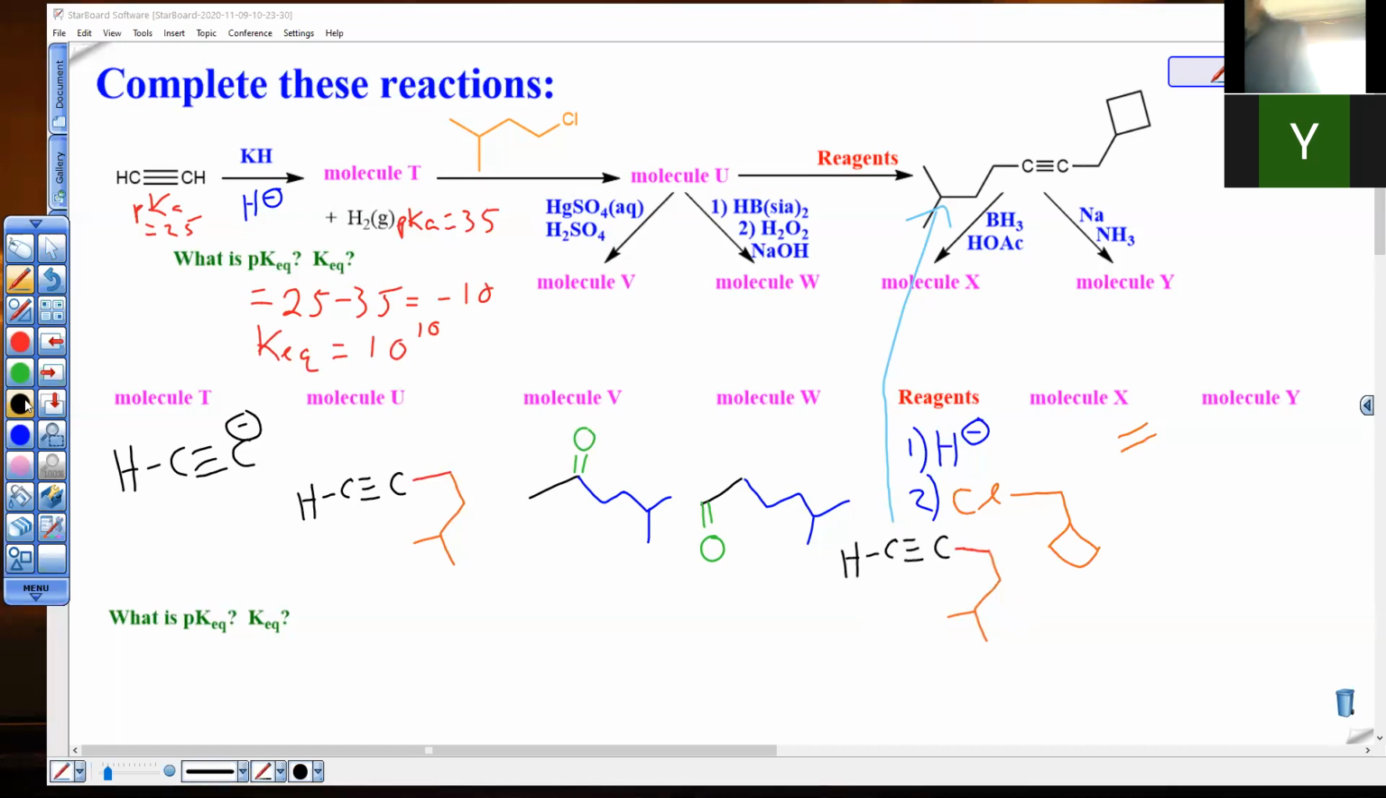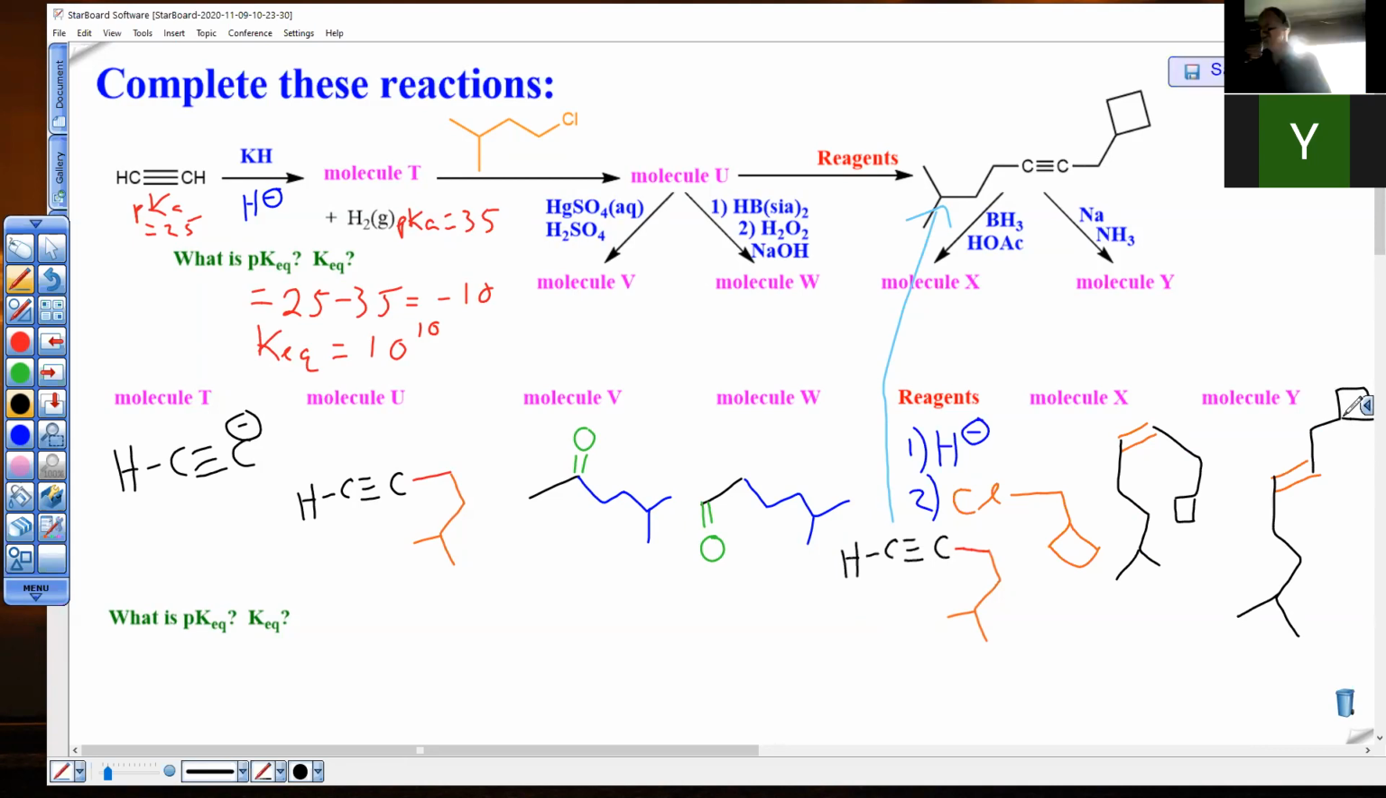And we'll put the two groups, cis, 1,2,3,4-V, CH2, cyclobutyl. And molecule Y, that's how we make a transalkene, sodium metal and ammonia. So there's our transalkene. Same substituents on it. 1,2,3,4-V, CH2 cyclobutyl. And there you have it. That's molecule Y.